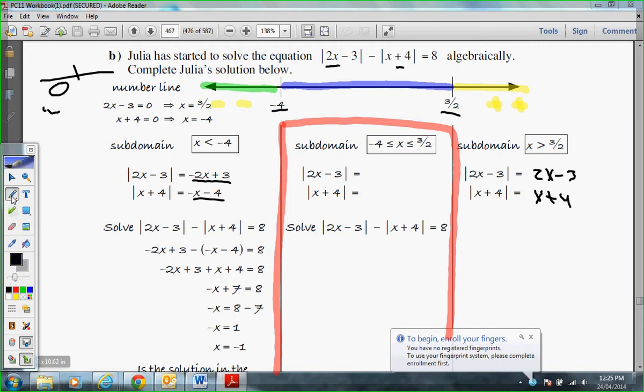So what you ask yourself is this: 2x minus 3, where is 2x minus 3 zero? Is that negative 4 or 3 halves? So 3 halves, right? So right here is 3 halves. Is the blue region to the left or the right of 3 halves? The left. What does that mean? What's to the left mean? Negative. So this one's your negative.